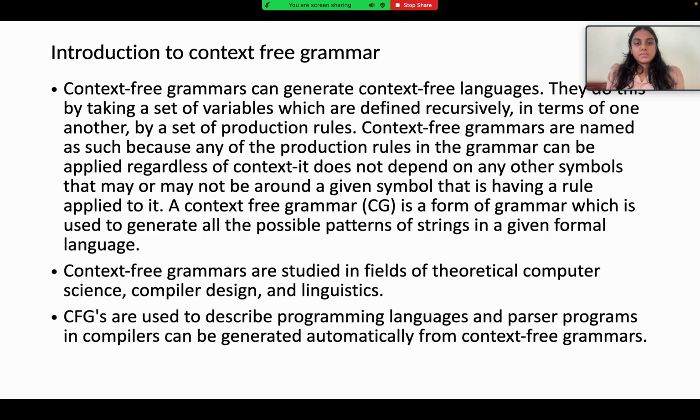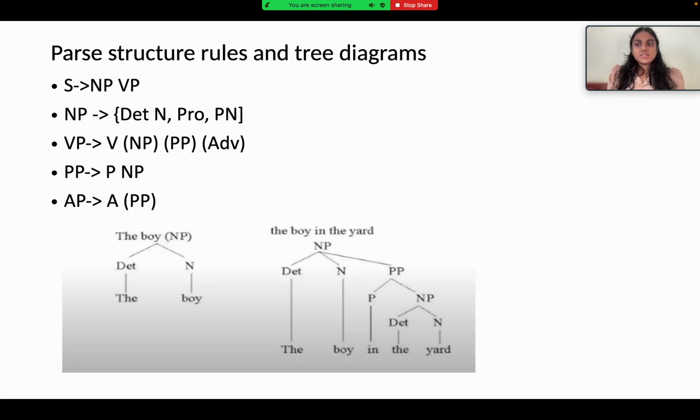A context-free grammar is a form of grammar which is used to generate all the possible patterns of strings in a given formal language. Context-free grammars are studied in fields of theoretical computer science, compiler design, and linguistics. CFGs are used to describe programming languages, and parser programs in compilers can be generated automatically from context-free grammars. Next, let's move on to phrase structure rules and tree diagrams.